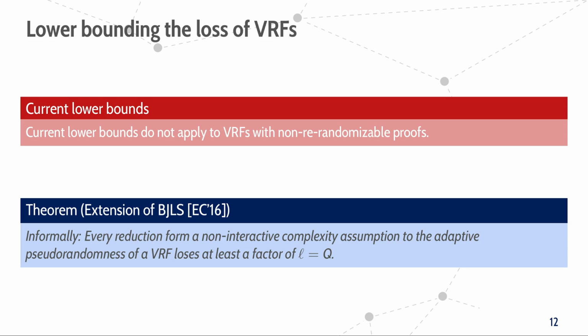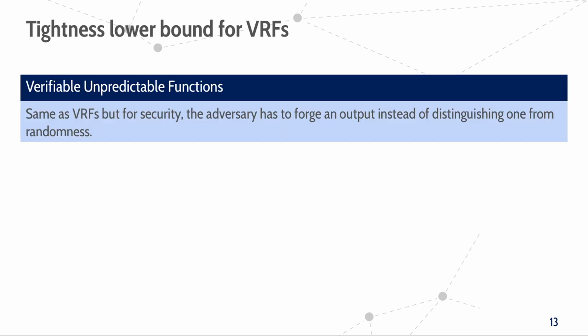We won't be able to go into the details of the proof, but I'd like to give a quick overview of the technique and give an intuition on why the extension works. The lower bound is indeed slightly more general than just for VRFs, namely it is for verifiable unpredictable functions, or VUFs for short. These are syntactically identical to VRFs, but for security we require the adversary to forge an output instead of distinguishing from randomness. Note that this forgery does not contain the proof of correctness, but only the VRF output. Thus, every secure VRF is also a secure VUF, but not the other way around.